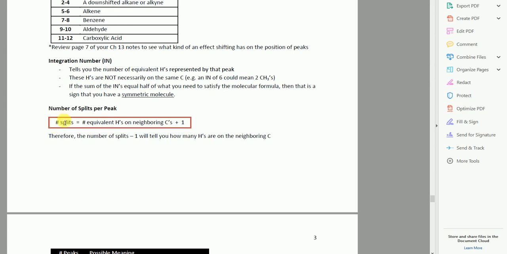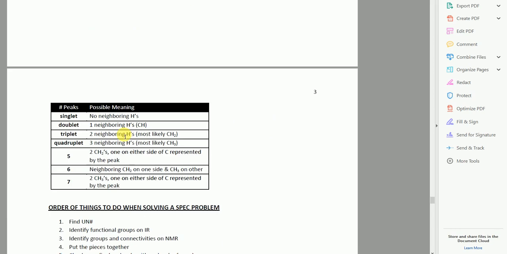The integration number, you have everything for you if you have this worksheet. It tells you how many hydrogens are on the carbon that you're looking at, okay? So if I have a CH3, the integration number should be 3, okay? And then the number of splits is going to be the number of hydrogens surrounding that carbon plus 1. So you're going to count the number of peaks, and then subtract 1. I know this doesn't make sense when I'm not giving any substance, but we can look at some examples very quickly.